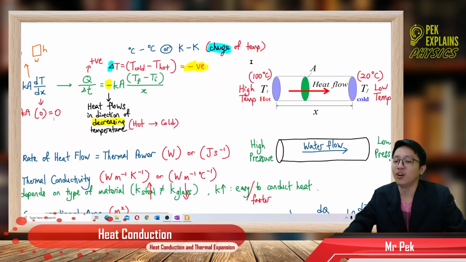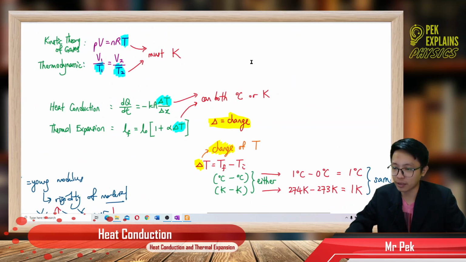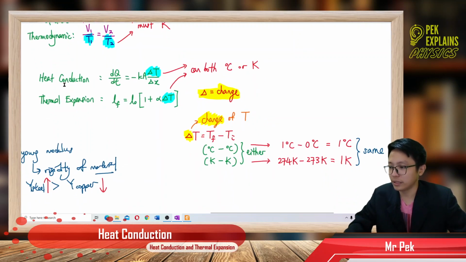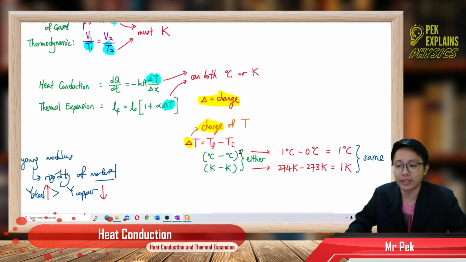I will explain why. Now, we are talking about heat conduction. We haven't gone to thermal expansion yet, but later on we will touch on it. Heat conduction is dQ over dt equal to negative kA delta T over delta x. This delta T can be in degrees Celsius or Kelvin. Delta is called the change. When we talk about change of temperature, delta T, it is the final temperature minus the initial temperature. We can accept both units, degrees Celsius or Kelvin.